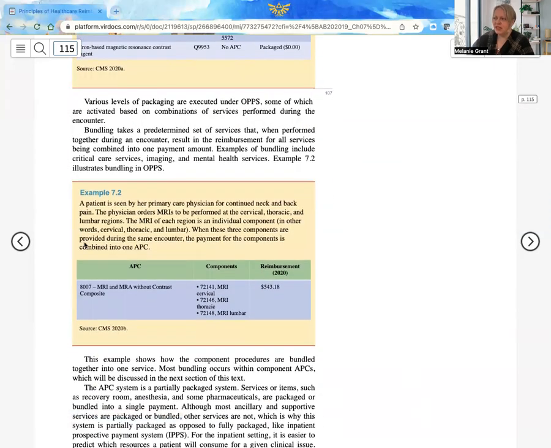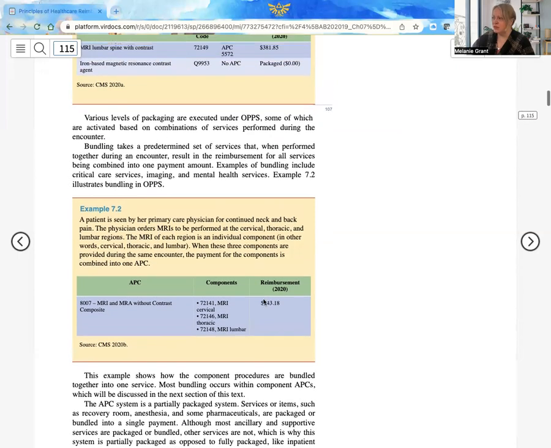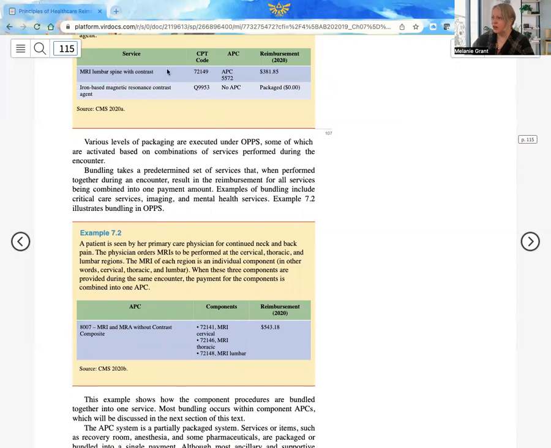Separate of that, we see here on this other one, an example of a bundled service. So example 7.2 has a patient also coming in for an MRI without contrast, you'll notice. And the MRI is going to be of the cervical, thoracic, and lumbar regions. So they're looking at the entire back. You have here an APC, which is going to combine all of this service into one payment for each of those 3 MRIs. So instead of receiving a separate payment like we had here on the MRI of the lumbar spine, we have each of these CPT codes listed and a total payment reimbursed for the total APC.